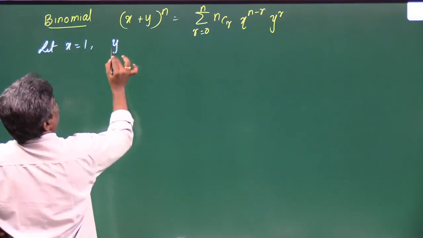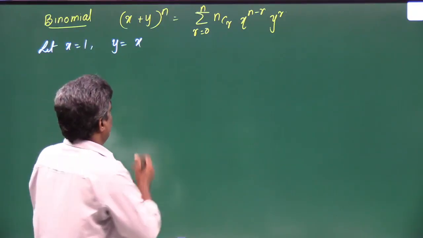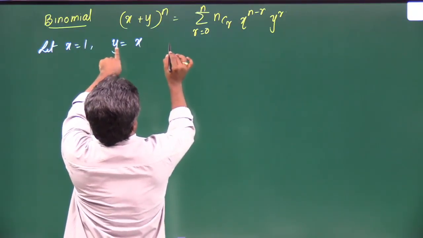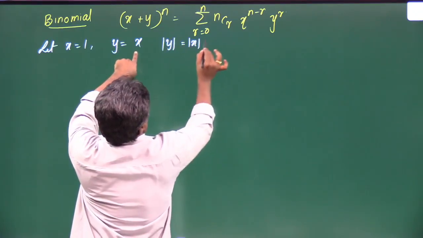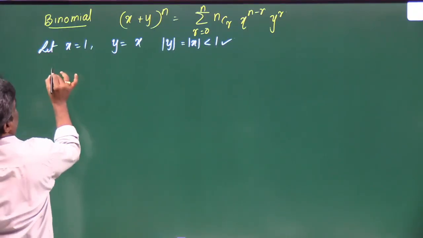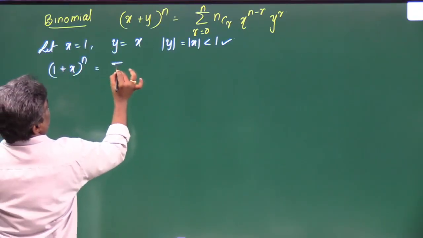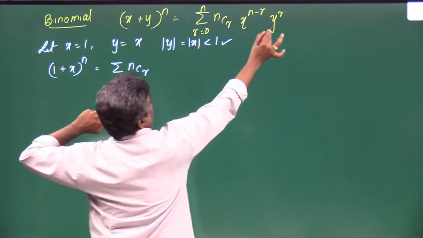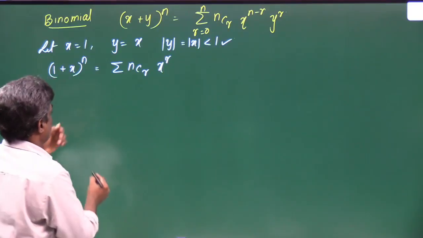Let us take x equal to 1 and y equal to x. Remember, mod x, that means mod y, so here it is mod x less than 1. Let me substitute. Then it is (1 plus x) whole power n equals summation nCr, with x equal to 1, and y is nothing but x, so that's why x power r. See how simple it is.